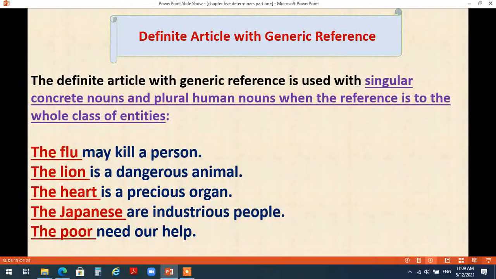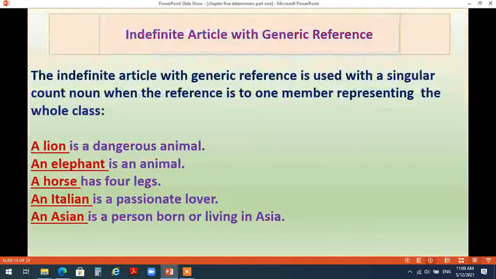The poor need our help. When we say the poor, we are referring to general poor people. That is, when we say the poor, we mean all the poor all over the world, all the poor in all parts of the world. So we used the plural human noun the poor to refer to a general class that includes the poor of the world. So this is called the usage of the definite article with generic reference.